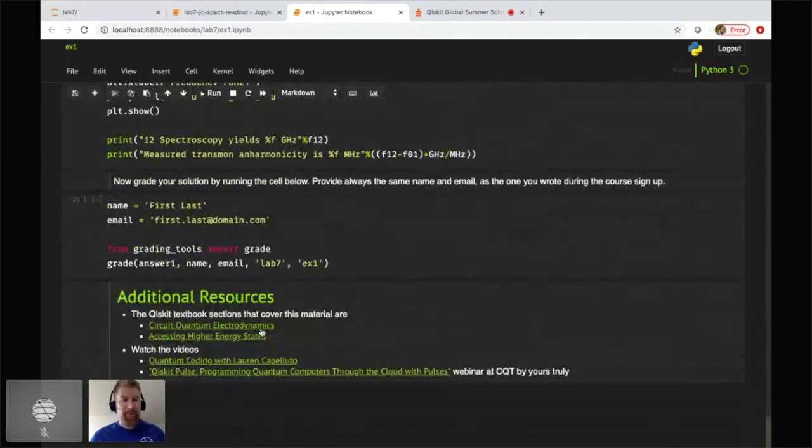And then I'll put the relevant Qiskit textbook sections here. Circuit quantum electrodynamics: we'll review the Jaynes-Cummings Hamiltonian with you and the Schrieffer-Wolff transformation. Accessing higher energy states will tell you how to do these exercises with pulse if you're more interested. There's a lot more information about readout resonators and measurement levels 1 and 2 in the Qiskit textbook if you're curious about this kind of thing.